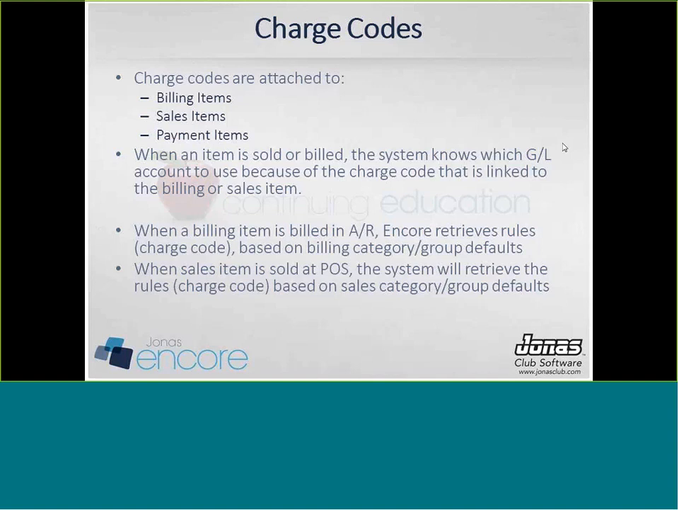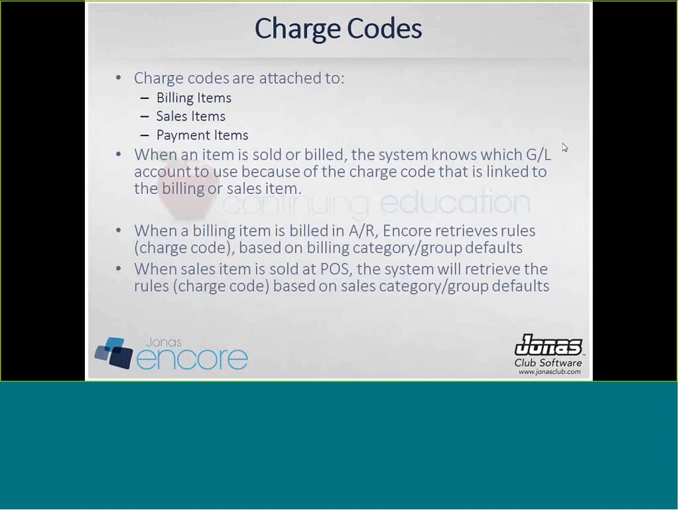But most of the time, the charge code that we set for the category applies to everything in it, because you don't typically have different general ledger accounts for lunch sandwiches. All lunch sandwiches would probably go to the same general ledger account, because you're not going to have a GL account specific to a turkey BLT. So when you're using that point of sale item, it's going to gather that charge code information from the category level. When sales items are sold at POS, the system will retrieve the rules based on the sales category group default. The same thing works with the billing item as well.